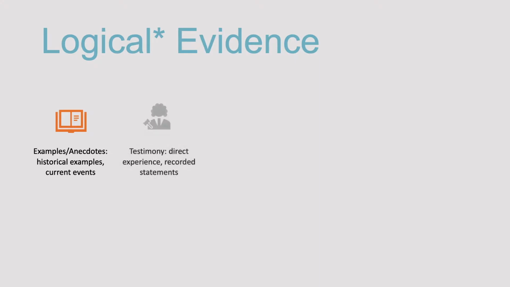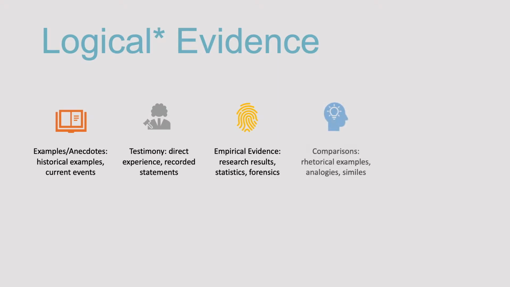We can use a wide array of evidence to support logical appeals, such as examples or anecdotes, whether they be from history or from current events. We can also have people share their direct experience through testimony or recorded statements. Empirical evidence consists of research results, statistics, or forensic evidence. There's a wide range of comparisons we can use, such as rhetorical examples, analogies, metaphors, and similes. And finally, graphic representations like video, pictures, graphs, or flowcharts can help an audience to visualize your logical arguments.